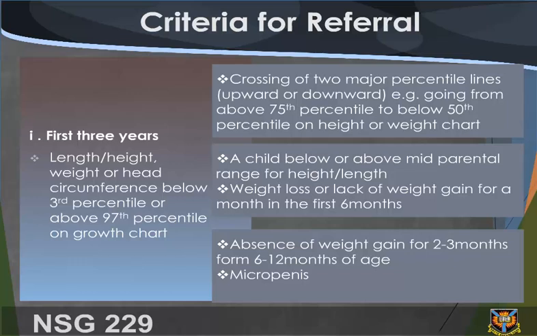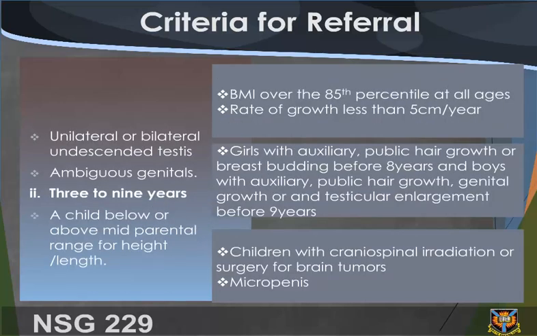Micropenis. Unilateral or bilateral undescended testes. Ambiguous genitals. 2. 3 to 9 years. A child below or above mid-parental range for height or length. BMI over the 85th percentile at all ages. Rate of growth less than 5 cm in a year.